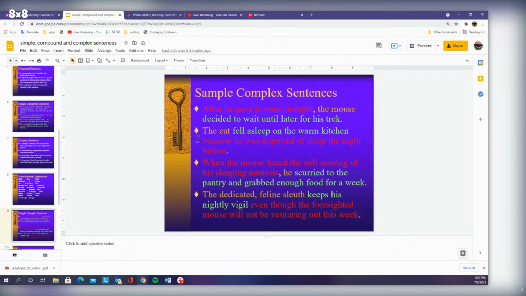Let's take a look at the next one. The cat fell asleep on the warm kitchen because he was deprived of sleep the night before. Why did he fall asleep on the warm kitchen? Because he was deprived of sleep. When the mouse heard the soft snoring of his sleeping nemesis, he scurried to the pantry and grabbed enough food for the week. When, right? The dedicated feline sleuth keeps his nightly vigil, even though the four-sided mouse will not be coming out this week.